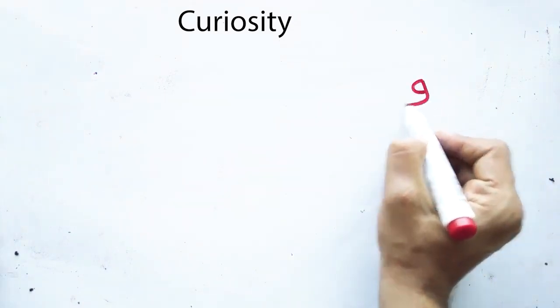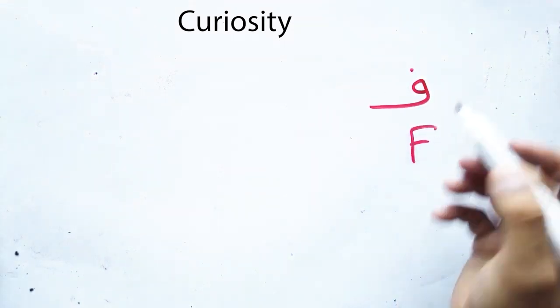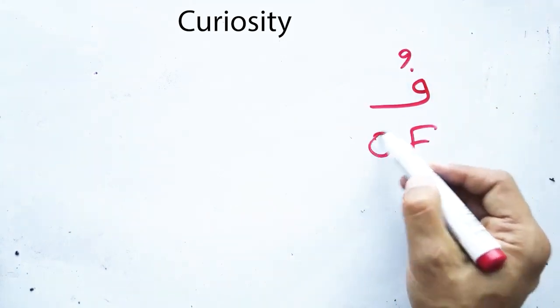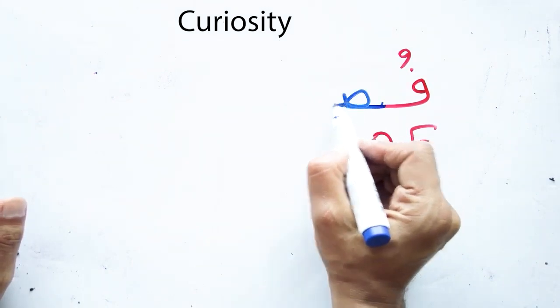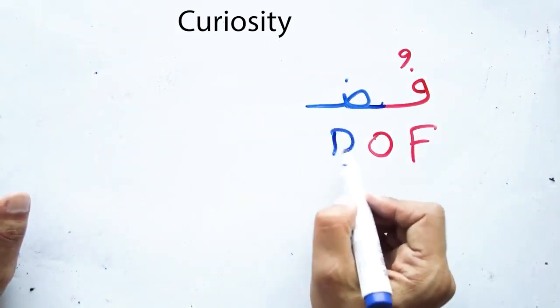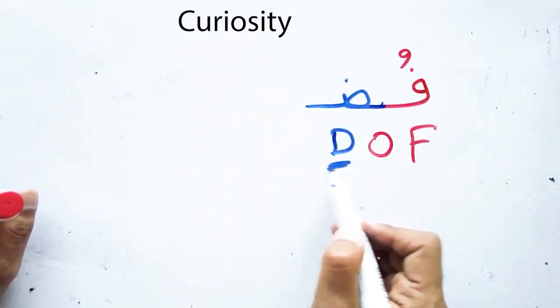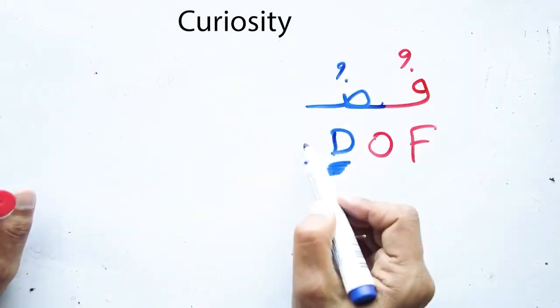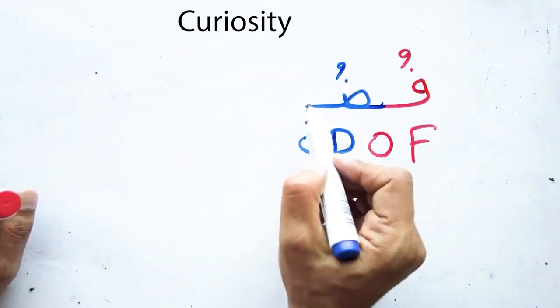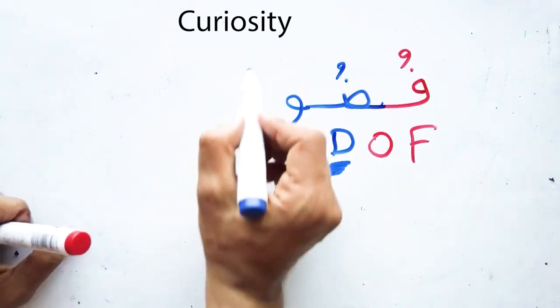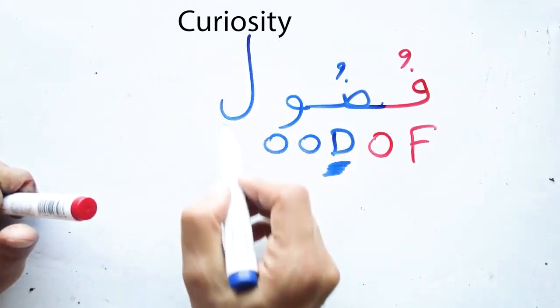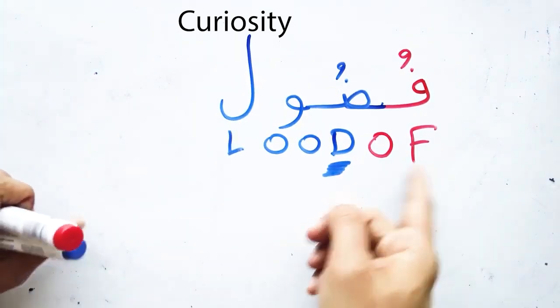فضول. ف. The sound of F with this mark on the top sounds like O. ض. The sound of strong D. Okay, it's not D, it is ض. But ضم sounds like O. فضو. Fudu, long vowel. Fudul. I have the sound of L in the end.